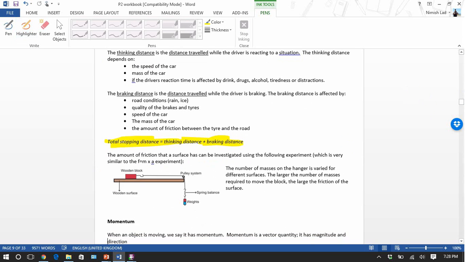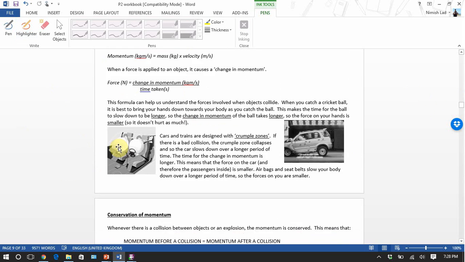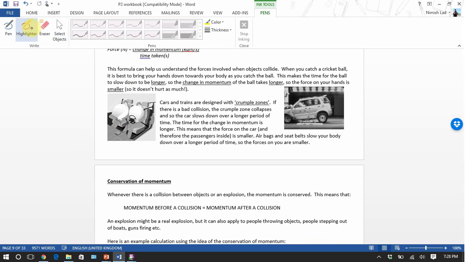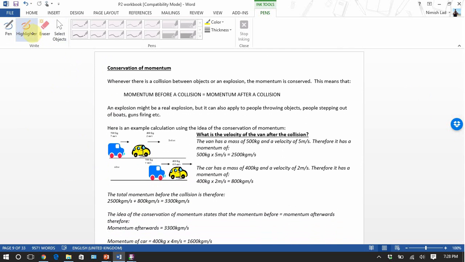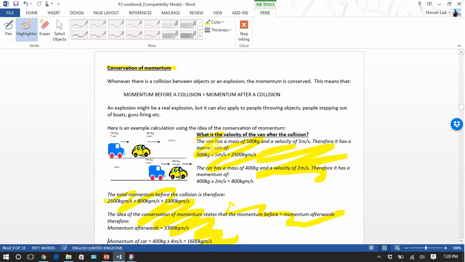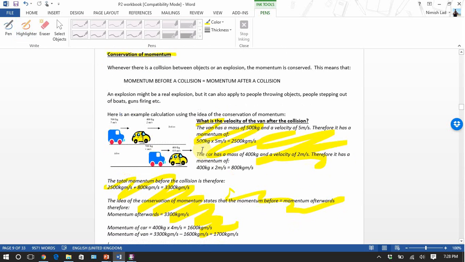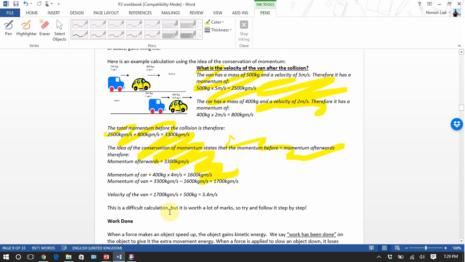Also, this idea over here, let's quickly highlight it beforehand so I remember. The idea over here about the conservation of momentum, and this calculation that I do down here about calculating the velocity of the van afterwards, that's going to be key. That's like an AA star calculation. That's right at the top end of things. Try to do that. It's a difficult calculation, but it's normally worth somewhere in the region of 6 marks. So it will come up as a 6-mark question at the end.